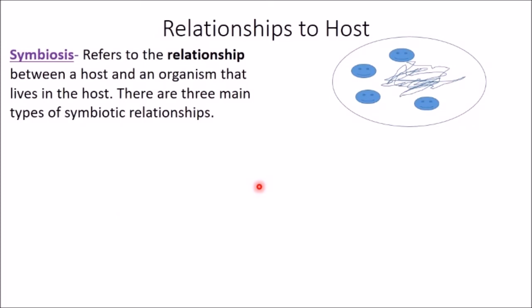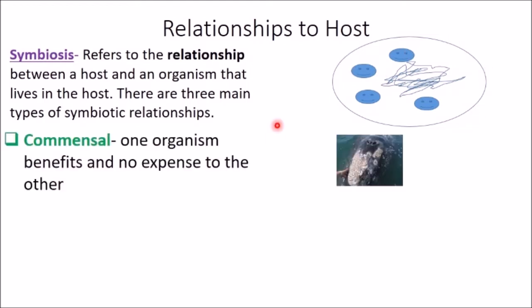Relationships to the host. A symbiosis refers to the relationship between a host and an organism that lives in the host. There are three main types of symbiotic relationships. So this is a symbiotic relationship. We're not defining what kind of symbiotic relationship it is, but all we have is this bacterial cell, and this is its chromosomes, and then we have these little other microbes living within that bacteria. Little smiley face guys.